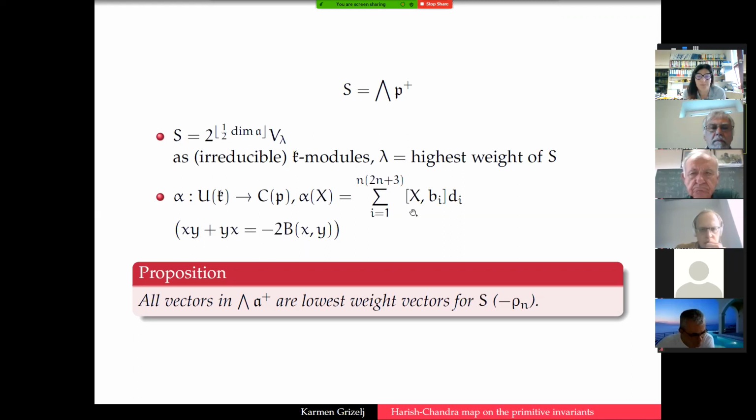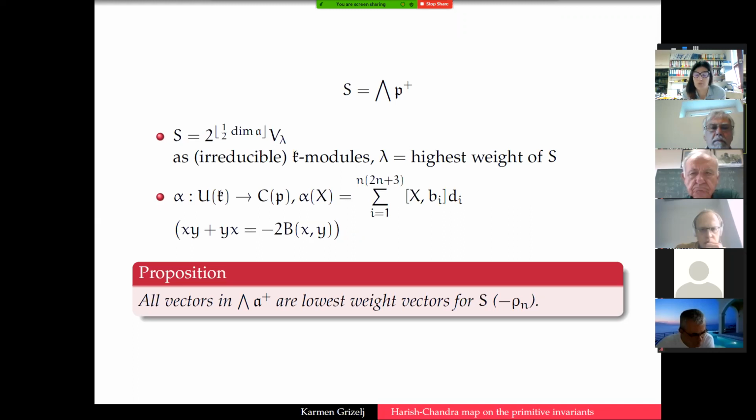And alpha can be extended to the universal enveloping algebra. So that's what we will consider. This mapping will be super important to us.